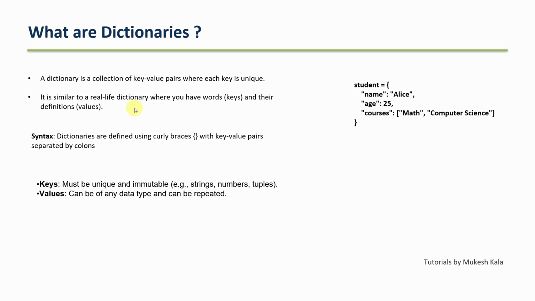The key should always be unique. The value can be repeated. That's what we are going to see in the implementation as well, right? Now you guys might be thinking, why do I need such a complex structure?